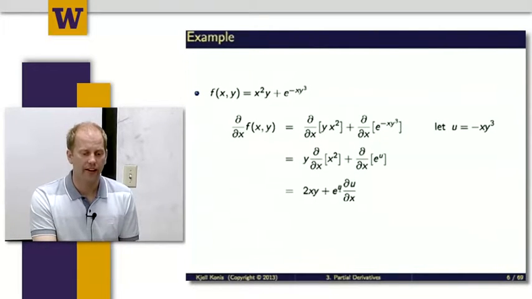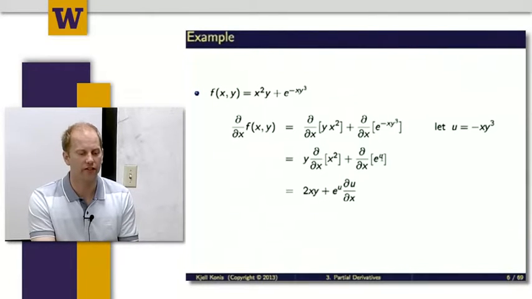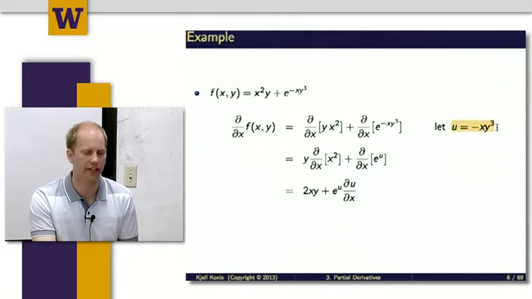And so the chain rule says that the derivative of this is going to be the derivative of my function of u times the derivative of u with respect to x. So the derivative of e to the u is just e to the u, and then I still have to calculate this partial u partial x. And I'll do that just by taking the derivative of my substitution here with respect to x.